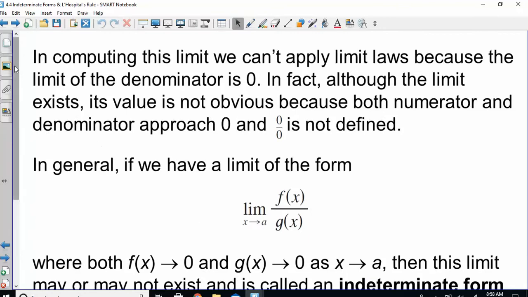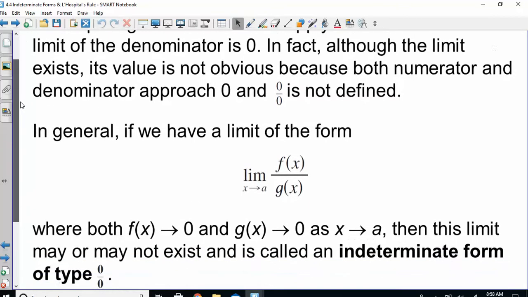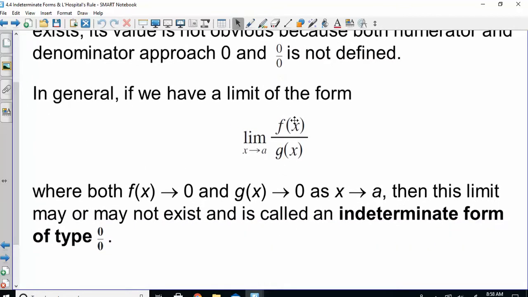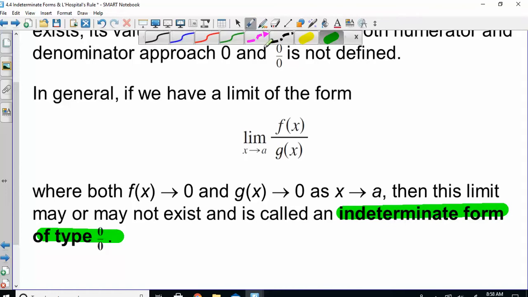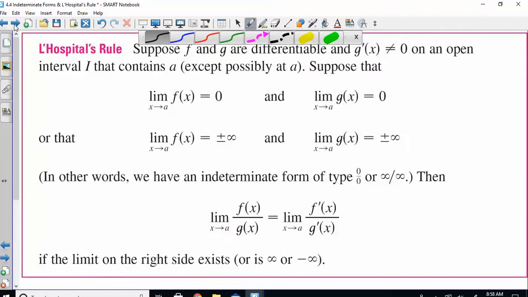But this is a special case. When we have a 0 on top and bottom, this is called an indeterminate form. And this section is all about these indeterminate forms. And there are certain ones where we have a technique to be able to solve them. We've done some of these already, like I said, by multiplying by the conjugate, factoring and reducing.